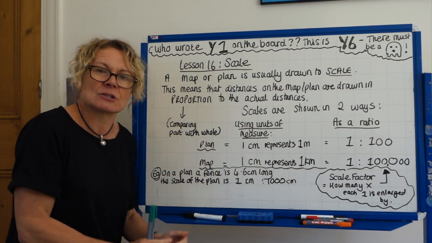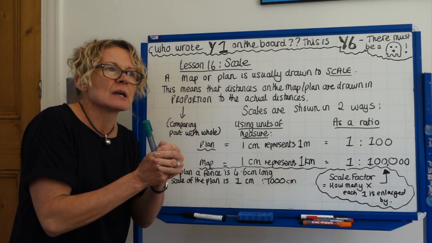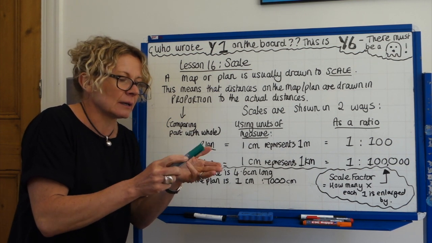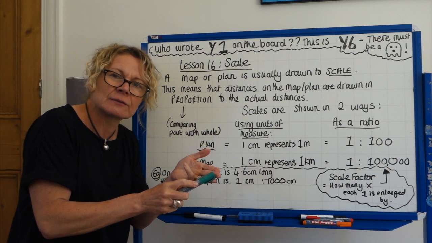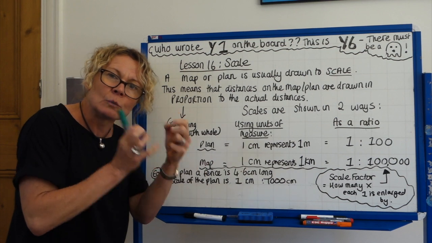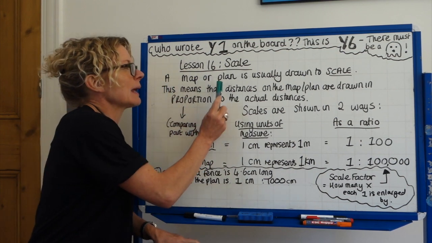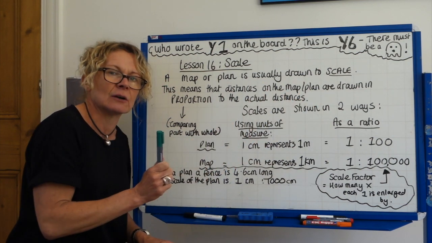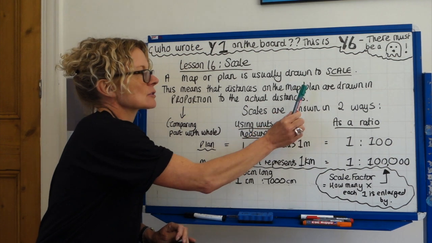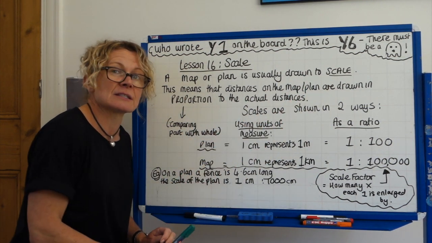Scale is related to ratio and proportion. It is what is used by people like architects and designers and people who draw maps, the Ordnance Survey people, in real life. This is your ratio working in real life. Okay, let's read what I've written. A map or plan is usually drawn to scale. This means the distances on a map/plan are drawn in proportion to the actual distances.